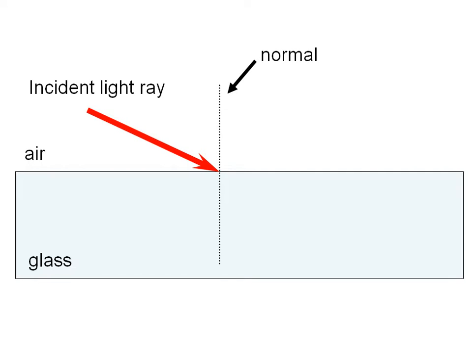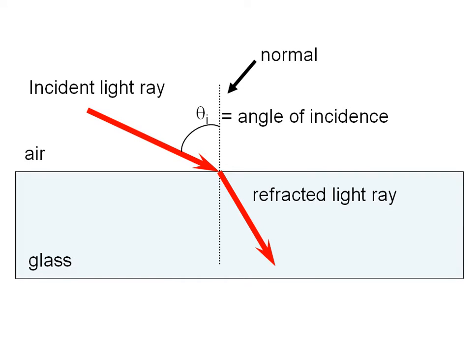Now this light ray is going to bend when it comes into the glass. Bending is called refraction, so we call this the refracted light ray. Now the purpose of the normal line is to measure our angles from. So if I measure the angle up here from the normal to the incident light ray, this is theta I. We call that the angle of incidence, I for incidence. Down here we're going to measure the angle from the normal to the refracted light ray. That's theta R, and that stands for the angle of refraction. Pause and copy.